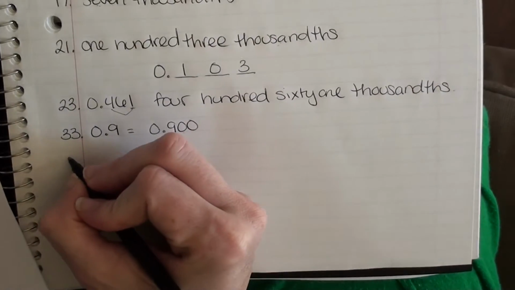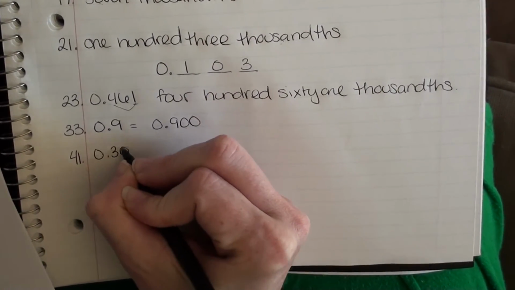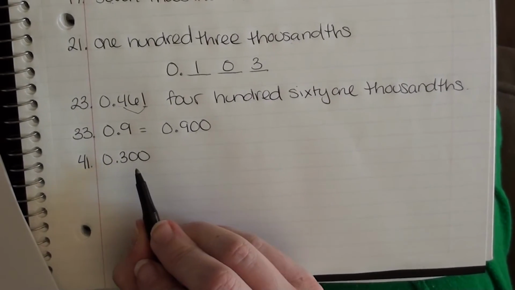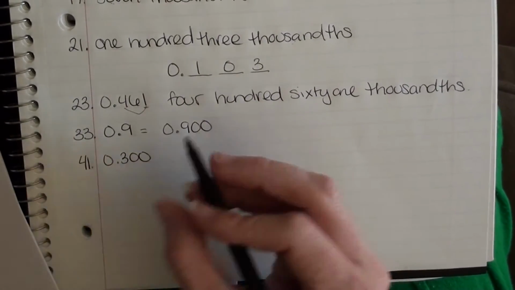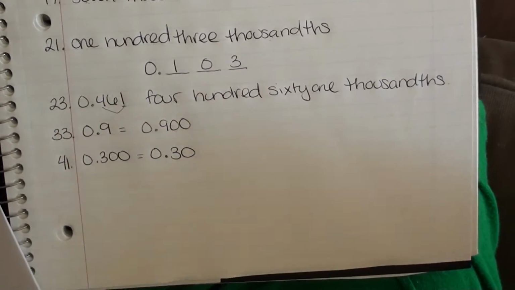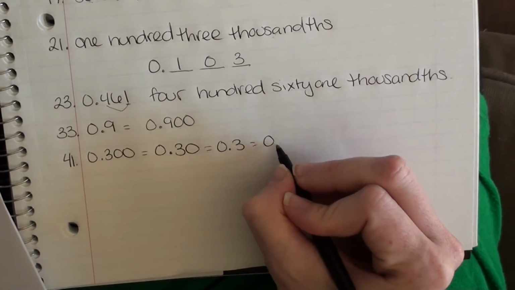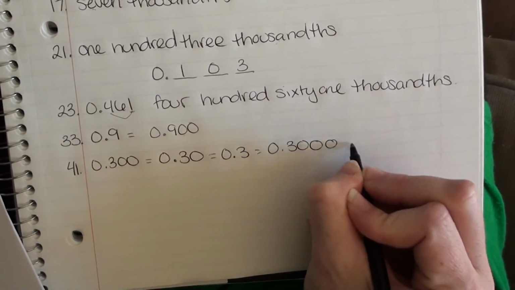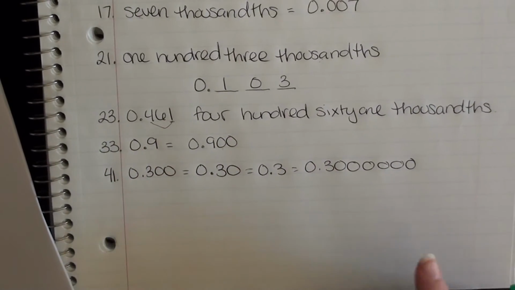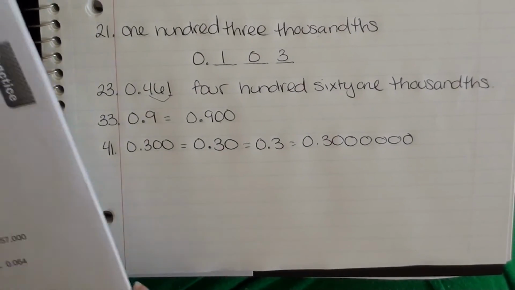Let's say for number 41, it has 0.300. Well, do you see how I already have zeros here? I could either add more or I could take them away. So this is the same as this, or this, or this. Okay? Doesn't matter how many zeros I have after that number, it equals the same thing.